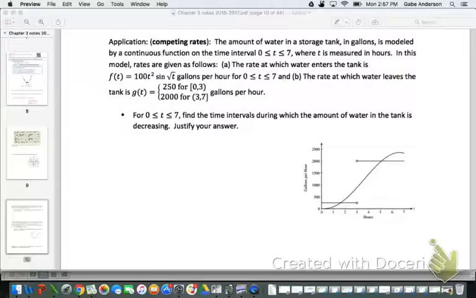In this model, rates. So if I were you, I'd make a mental note. Now we're talking not about amounts like we did at the start. We're talking about rates. Rates are given as follows. The rate at which water enters the tank is given by F of T. And the rate at which water leaves the tank is given by G of T. And then it asks a question.